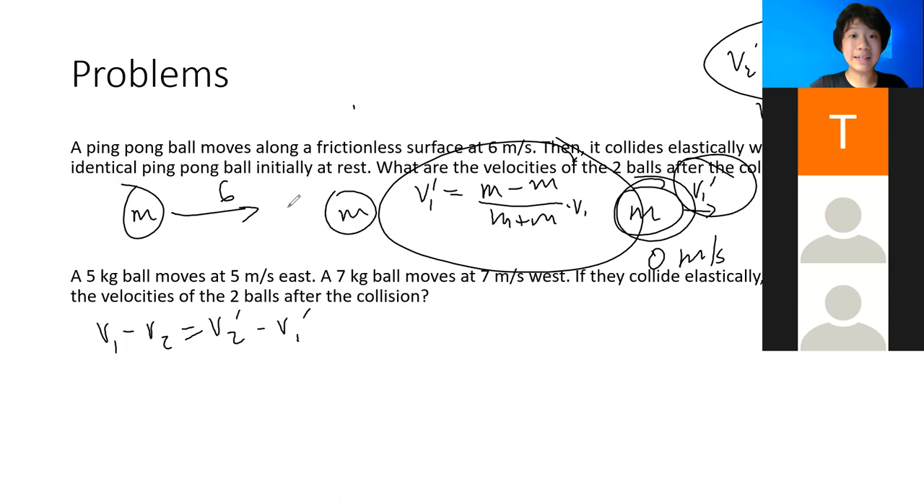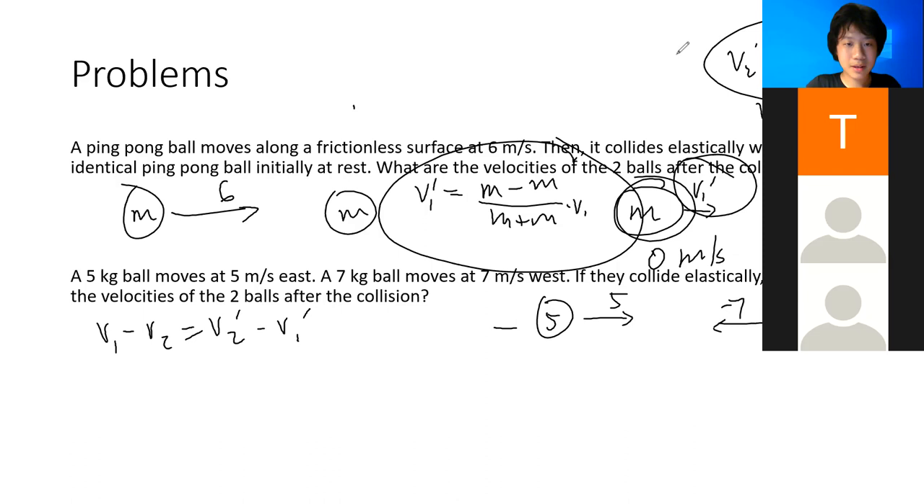Let's draw out a little diagram here. So we have a 5 kilogram ball moving at 5 and a 7 kilogram ball moving at 7. And let's define a positive and negative. Let's just say this is positive, this is negative. So negative 7 meters a second. Wait, never mind. Let's swap the positions, negative here, and positive on this one.